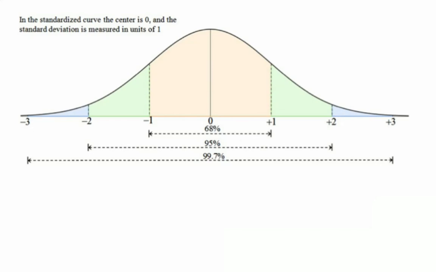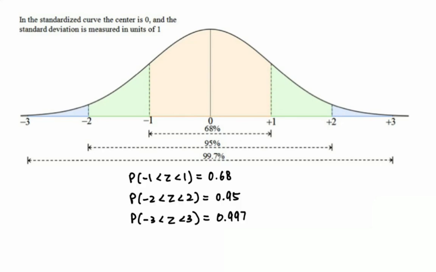Again, here's an illustration of the empirical rule using the Z distribution or the standard normal distribution. So if we are 1 standard deviation away from the mean, which is 0, then we have a probability of 68% of that occurring. There's a 95% of observations that fall within 2 standard deviations from the mean, and there's a 99.7% likelihood that something falls within 3 standard deviations of the mean.